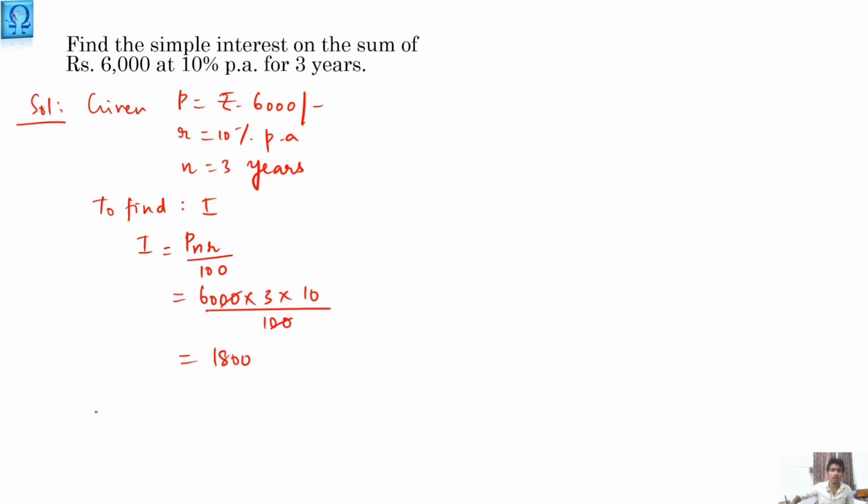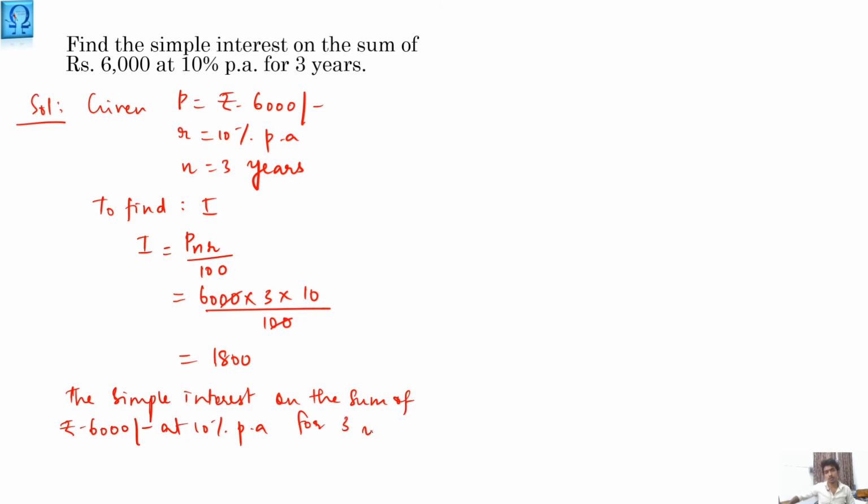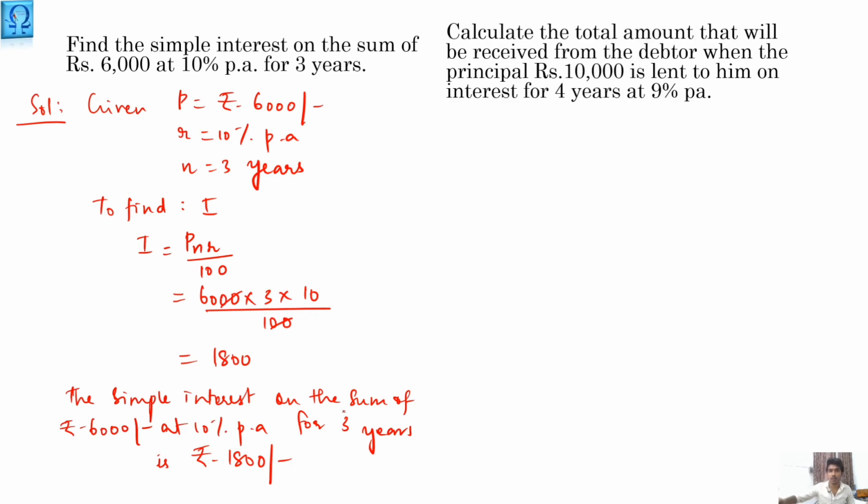You are going to get 1,800, which means, if you have to make a complete statement, the simple interest on the sum of rupees 6,000 at 10% per annum for 3 years is rupees 1,800, because interest is the money that we are getting out of it. So we'll have to specify the proper things. Okay, we will see another problem.